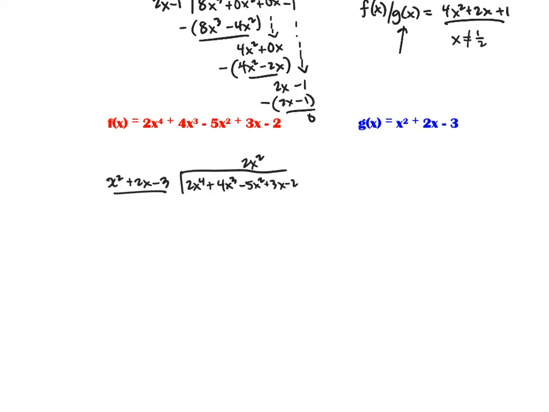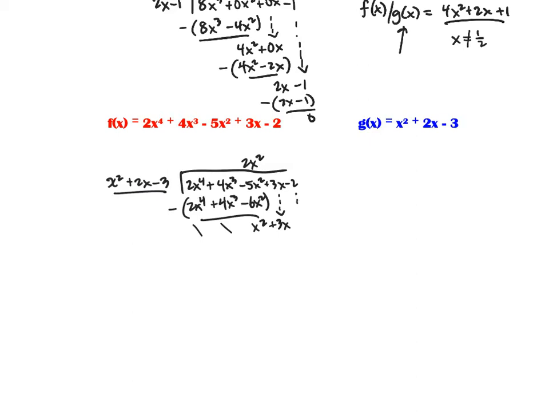to get 2x to the 4th. I multiply everything through. 2x squared times x squared is 2x to the 4th. 2x squared times 2x is plus 4x cubed. And 2x squared times negative 3 is negative 6x squared. Okay, we subtract. We would get nothing, we would get nothing. We would get x squared. Now I drop down a 3x.